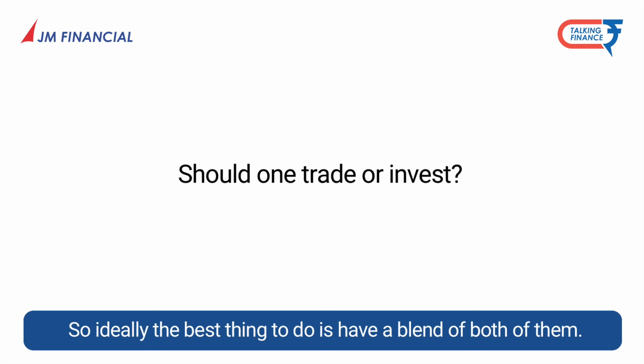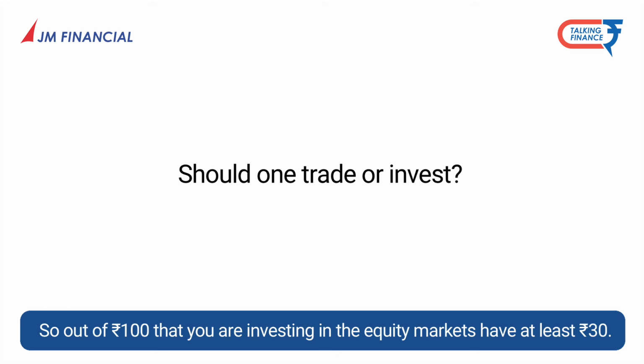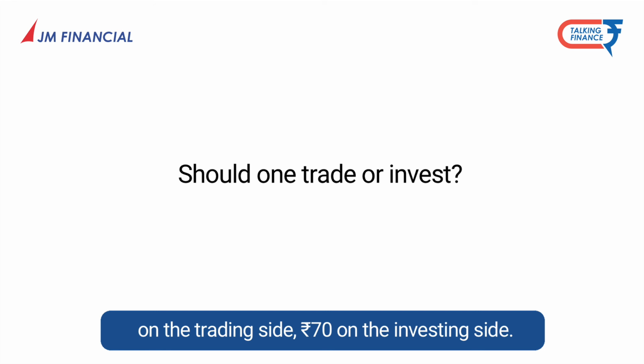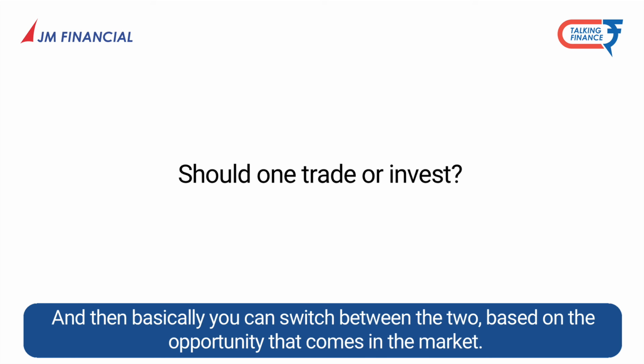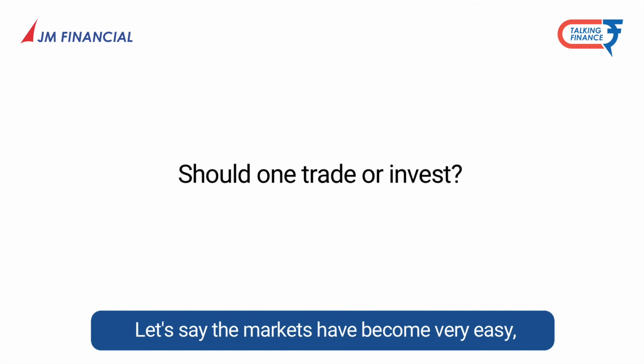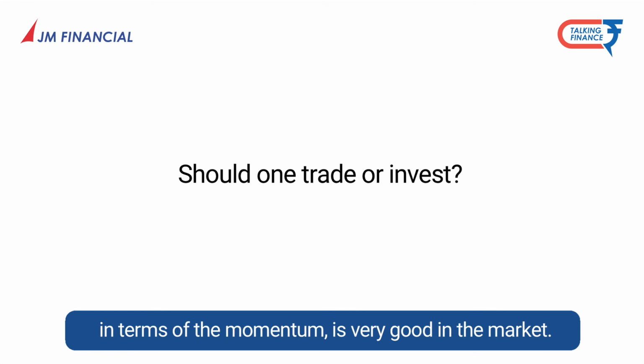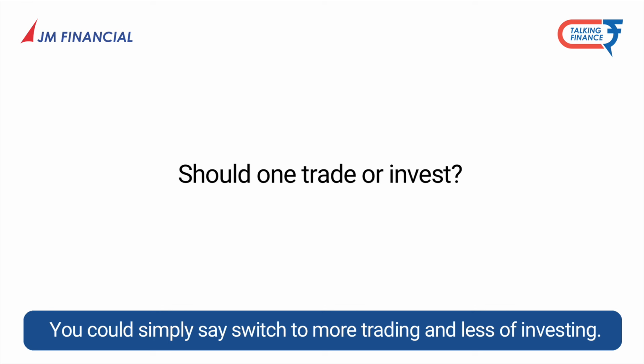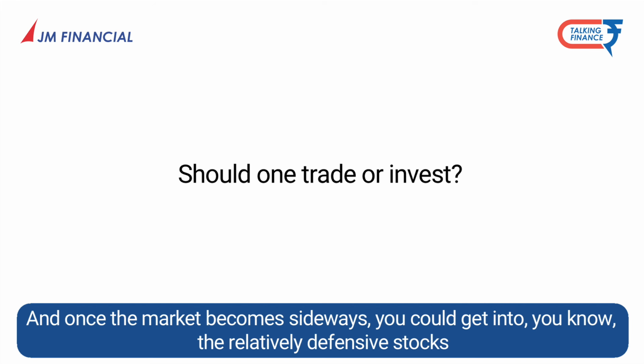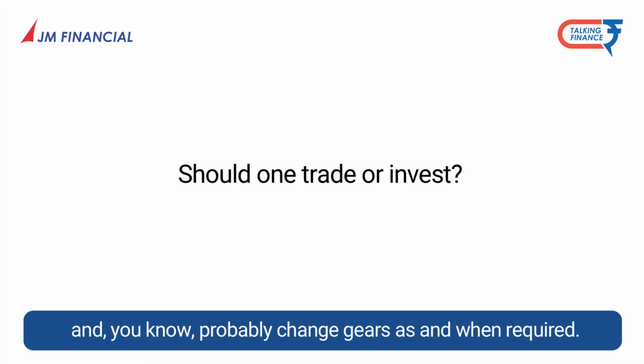So ideally, the best thing to do is have a blend of both of them. Out of 100 rupees that you are investing in the equity markets, have at least 30 rupees on the trading side, 70 rupees on the investing side, and then you can switch between the two based on the opportunity that comes in the market. Let's say the momentum is very good in the market. You could simply switch to more trading and less of investing. And once the market becomes sideways, you could get into relatively defensive stocks and probably change gears as and when required.